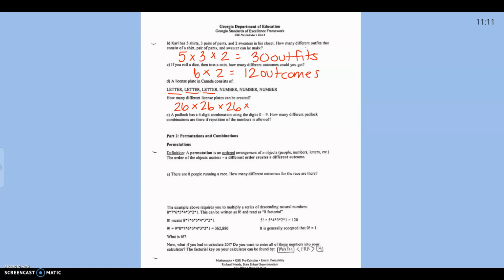Now for numbers, y'all, remember you can have 0 through 9, so that's 10 choices. So number is 10 times 10 times 10. So when you're done, you should have 17,576,000 possible license plates. Y'all, that sounds like a lot, but it's really not. If you think about every household has 2 or 3 cars in the state of Georgia, think about that.